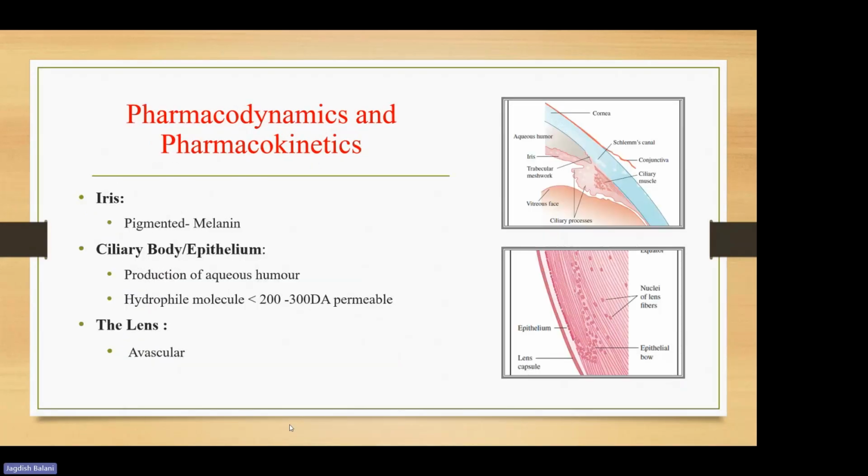Then the iris is a pigmented muscular layer behind the cornea. As we have seen earlier, the iris and ciliary bodies remain behind the cornea.